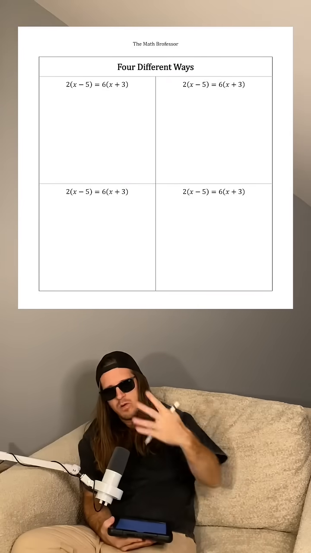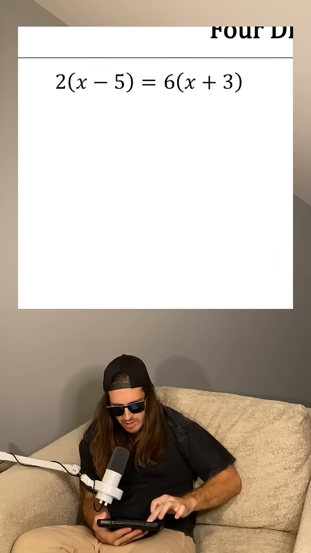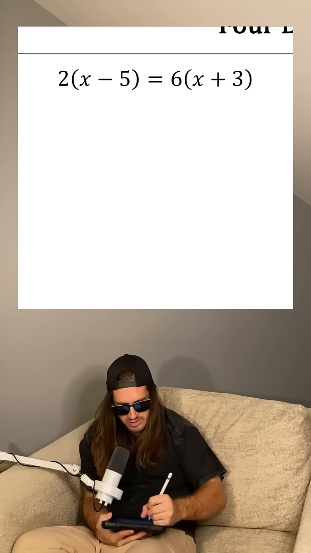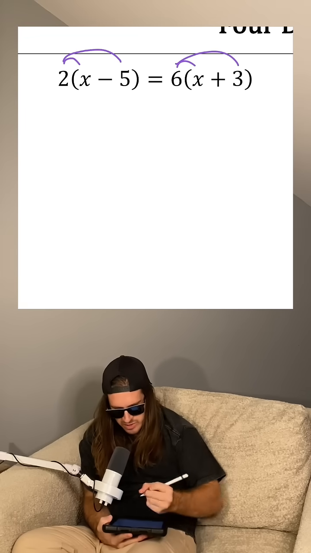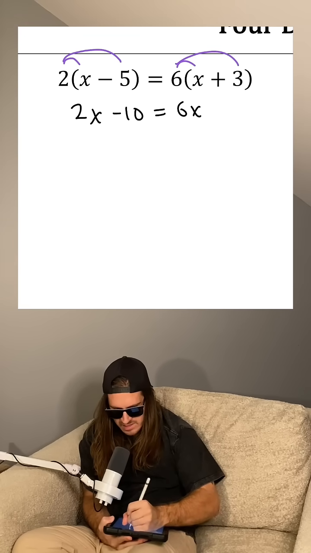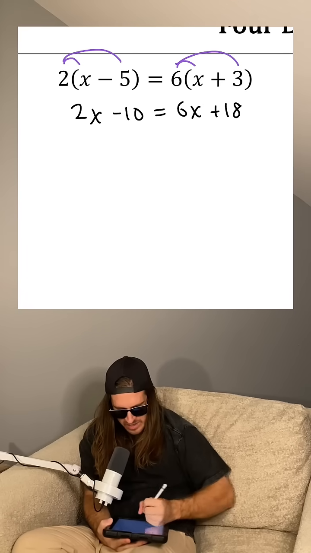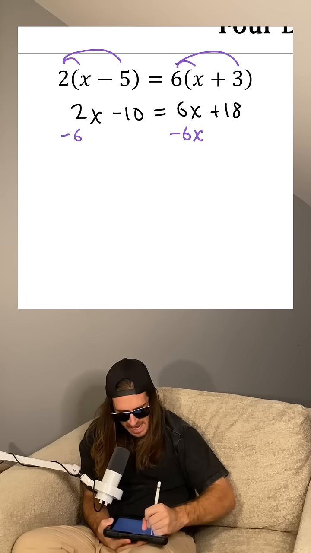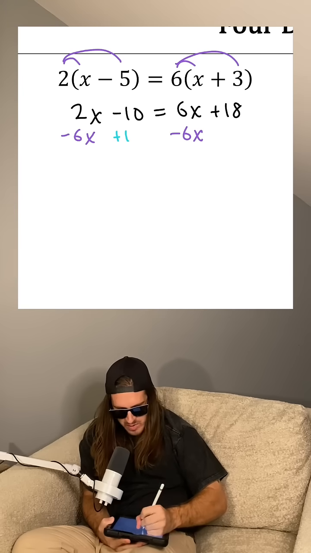Let's solve the same equation 4 different ways, starting with the way I bet you learned how to do this, and that was to distribute, right? If I distribute first, I would have 2x minus 10 equals 6x plus 18. Then we would subtract 6x from both sides. We would also add 10 to both sides.